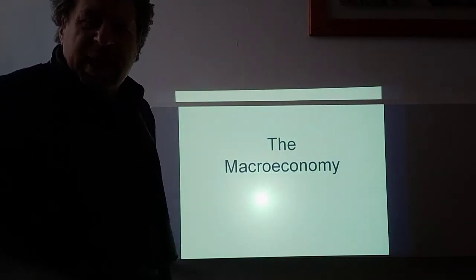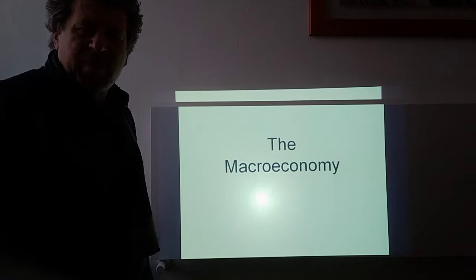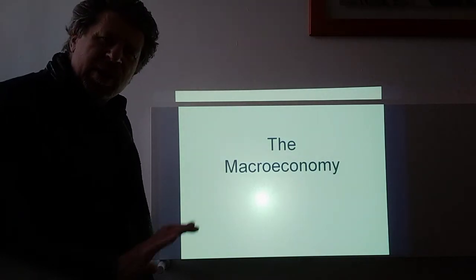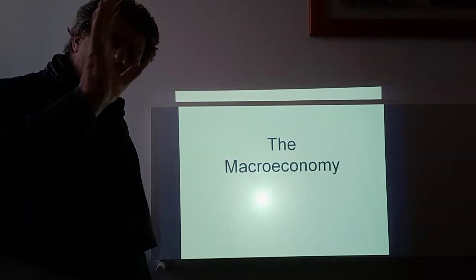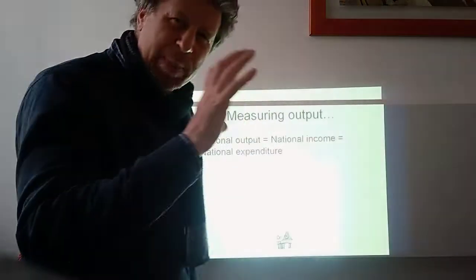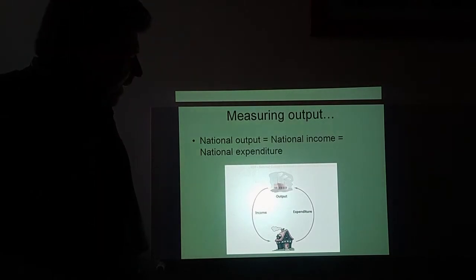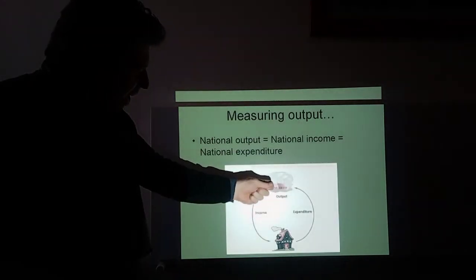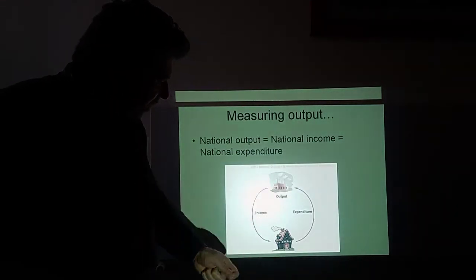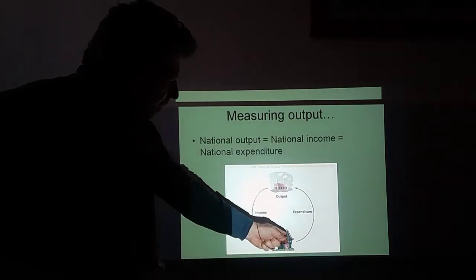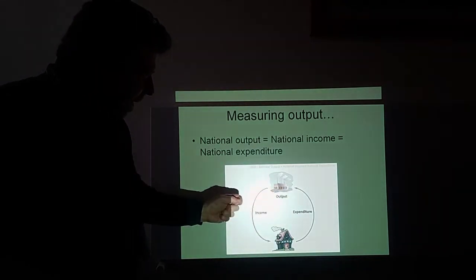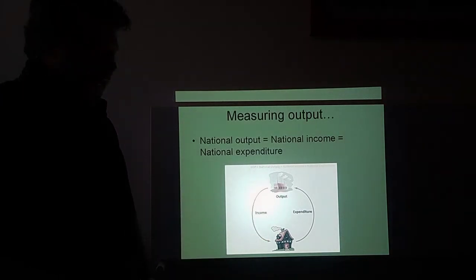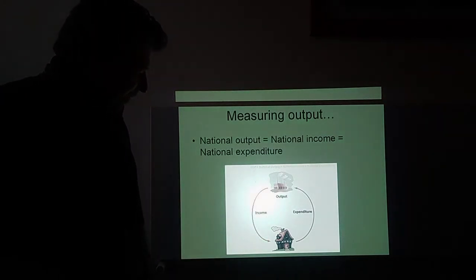Okay, so today we're going to look at the macroeconomy. We've looked at the microeconomy. Now we're going to look at the economy in the big picture. And if we look at it, the economy in the very big picture, in a very simplistic way, we can see firms producing output, and then you've got the households buying that output and earning income from that production.